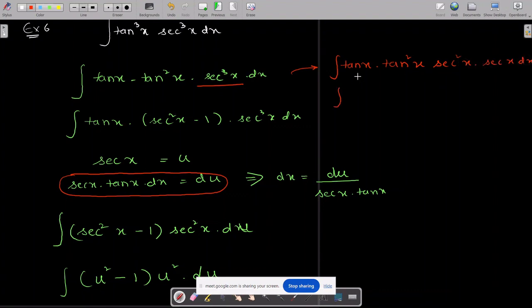Right. Now if we collect this tangent x, secant x, dx together, this entire thing will become du. That's faster. Okay, got it. Yeah, so this is this, and times secant x tan x dx. And now in the next step, when we take secant x as u, this entire thing just becomes du. I got it. Yeah. Okay.